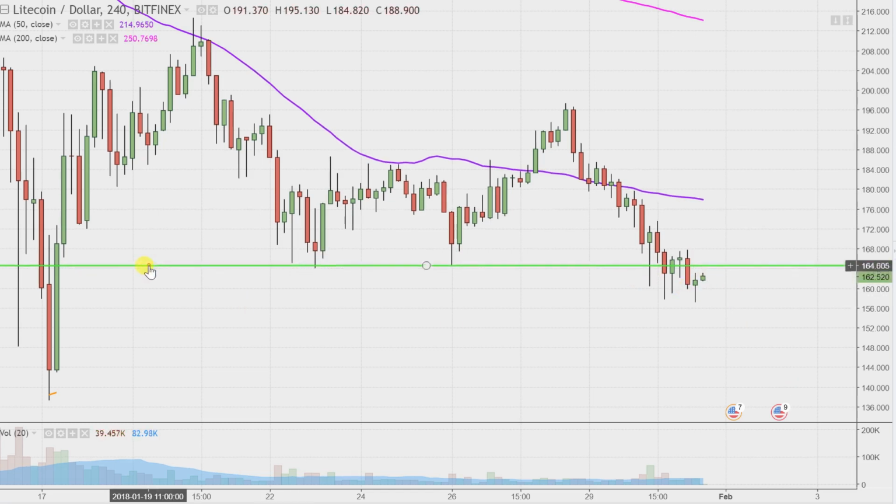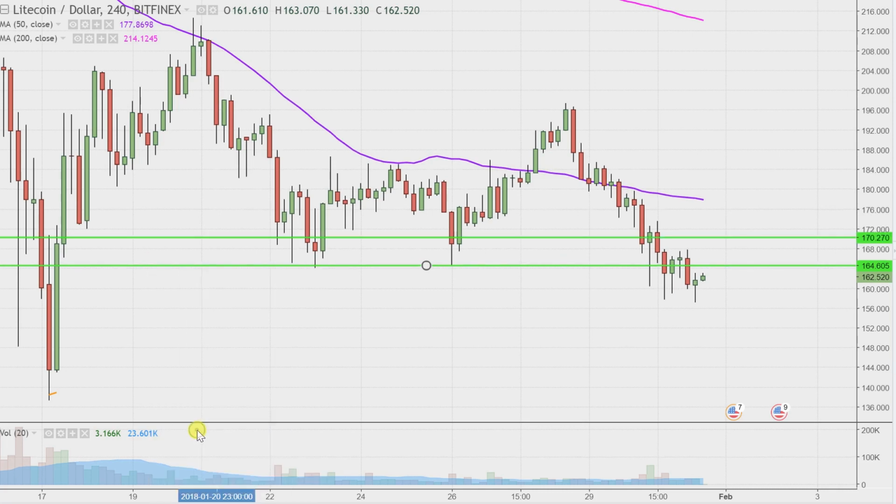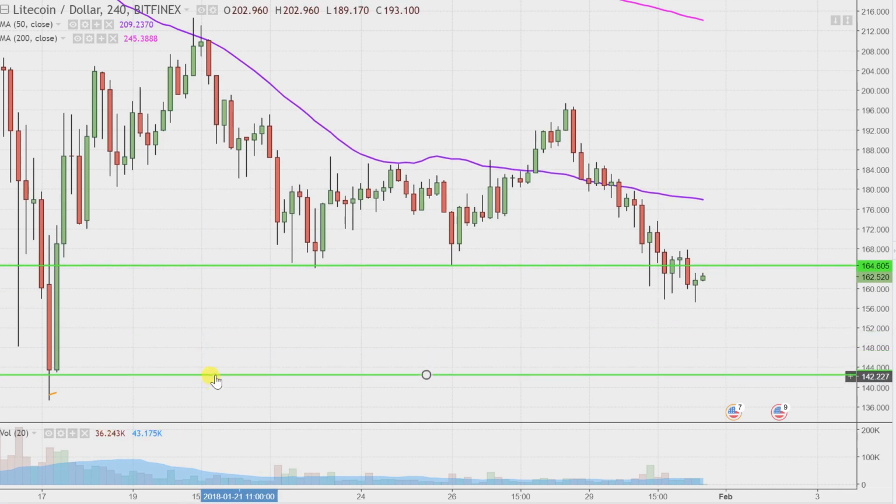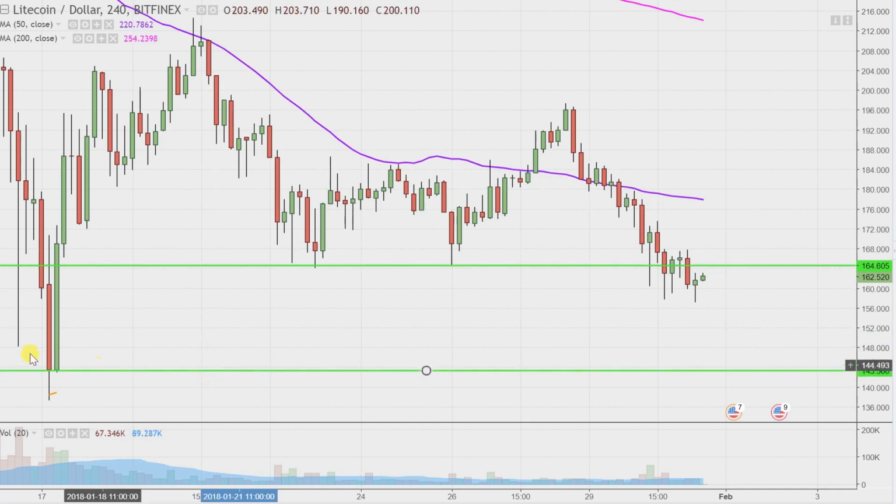In the event it does, great, but in the event it doesn't, the next level of support from a technical perspective is not until down here at 144. And that's essentially where the bottom happened back here during that pretty crazy pullback a few weeks ago. So again, technically speaking, it is below 164, 165, but it's still within the range. So we'll see if the price can stay up around here or not.